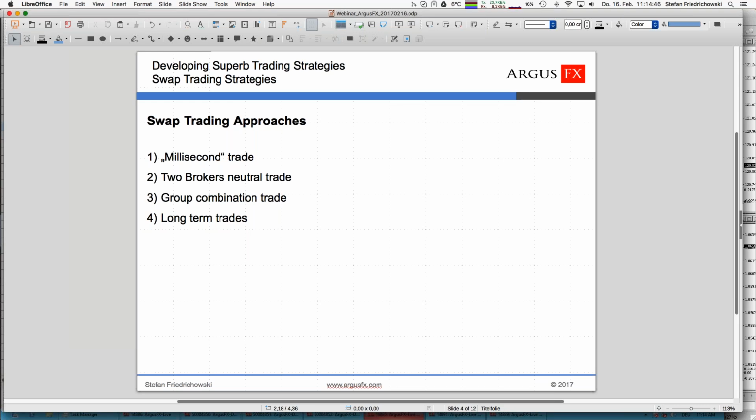Honestly, there are 2 of those approaches which I'm still not sure about. Maybe I make a mistake. Maybe there is something hidden I'm not aware of right now. But anyhow, let's discuss it, and maybe you can give me your input to that as well. So the first one is called the millisecond trade.